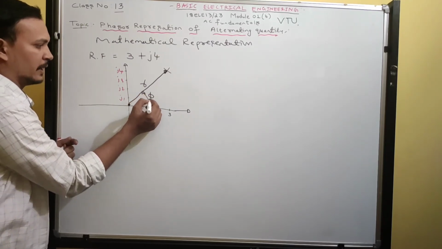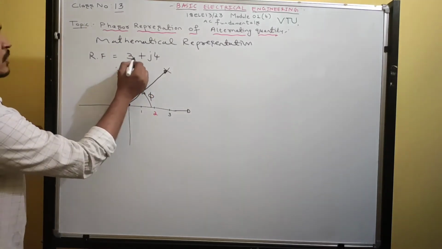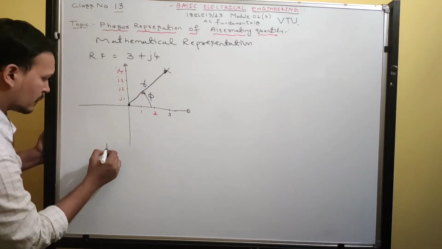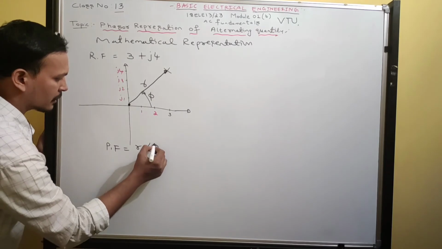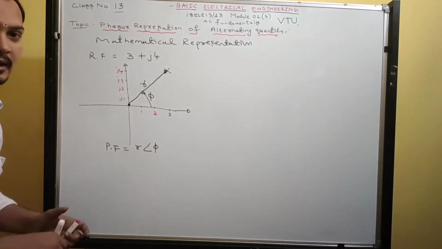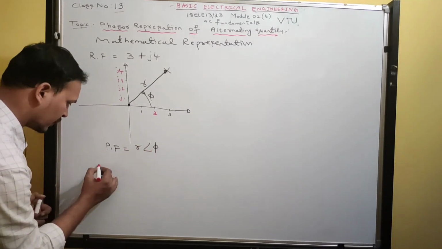Some angle theta. So the rectangular form is 3 plus j4. Now I write it in polar form. In polar form it is R at an angle of theta. Then how to calculate R? R is nothing but the magnitude.